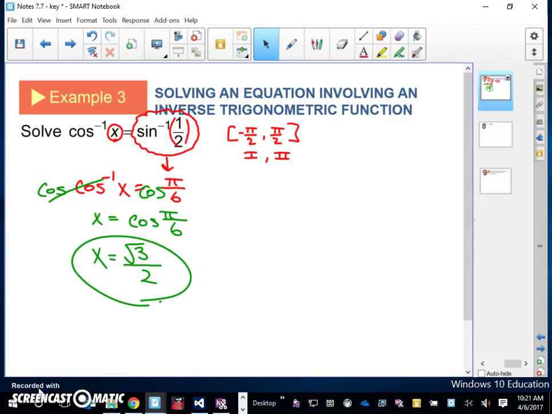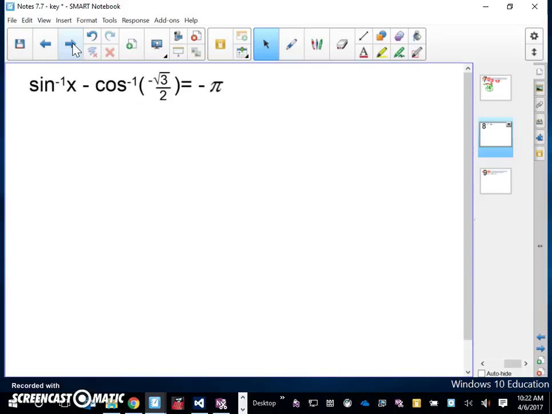Okay, so I want to show you another example that's a little bit more complicated than this, just to try and set up example 4. So copy that down real quick. I've got inverse sine of x minus inverse cosine of negative square root of 3 over 2 equals negative pi.